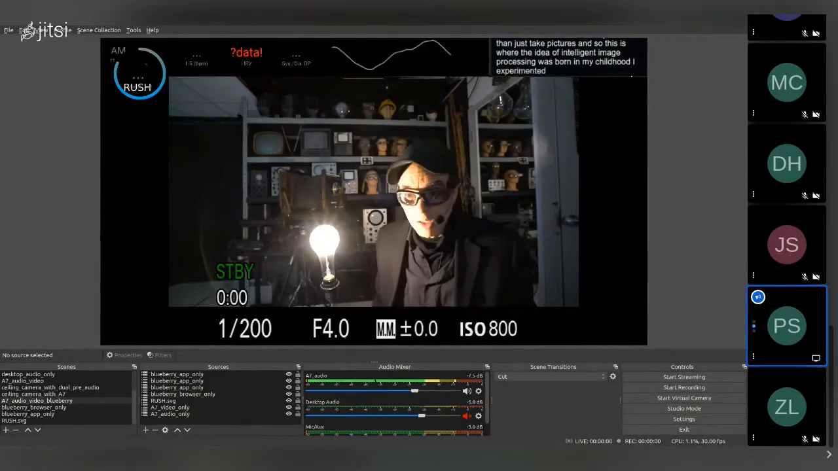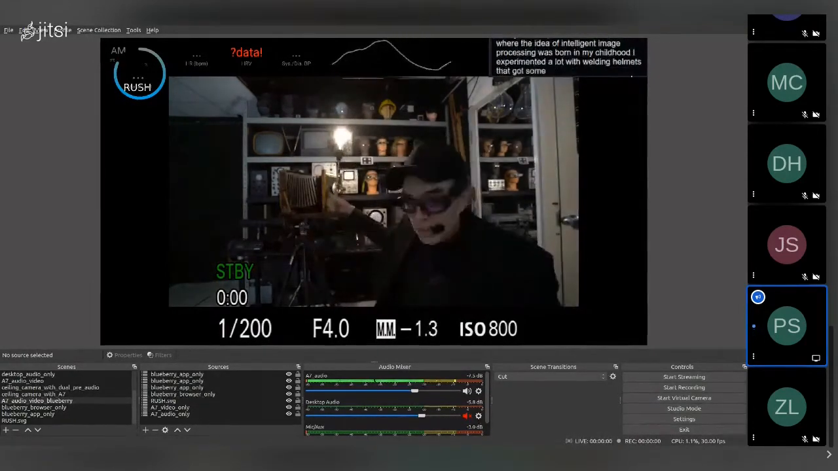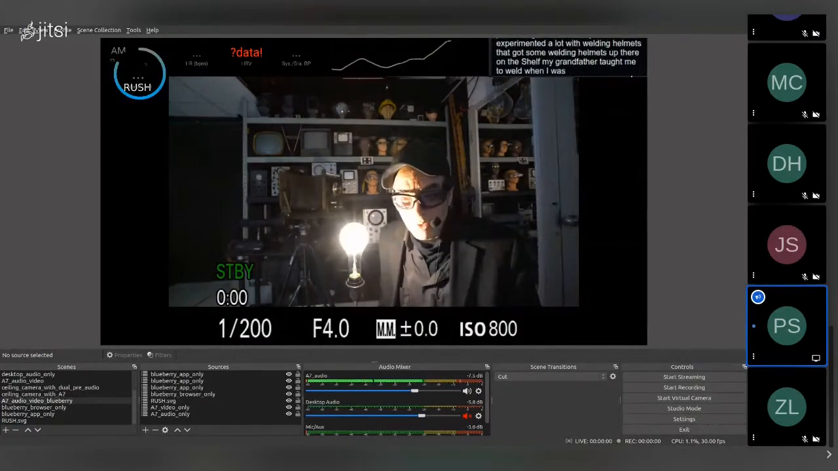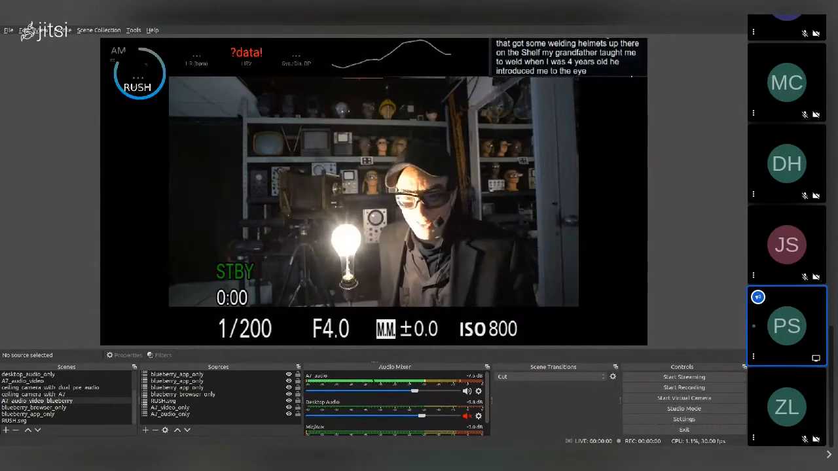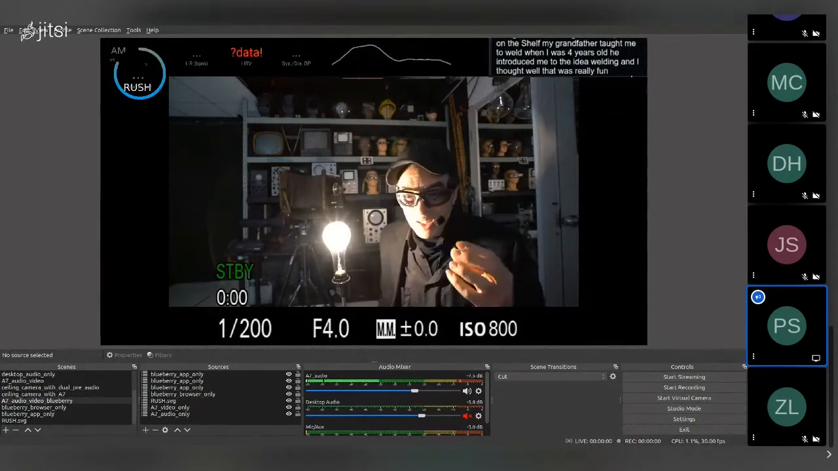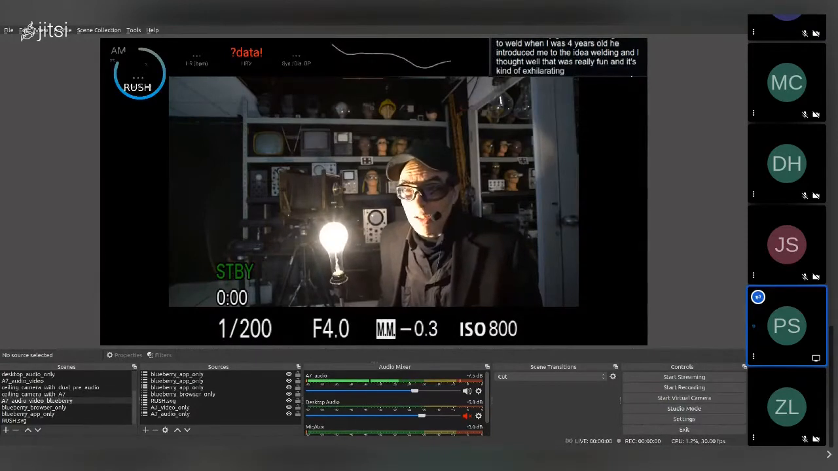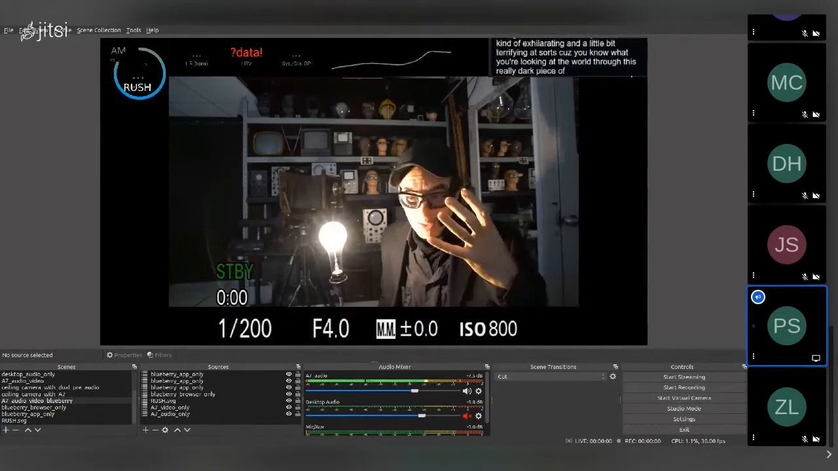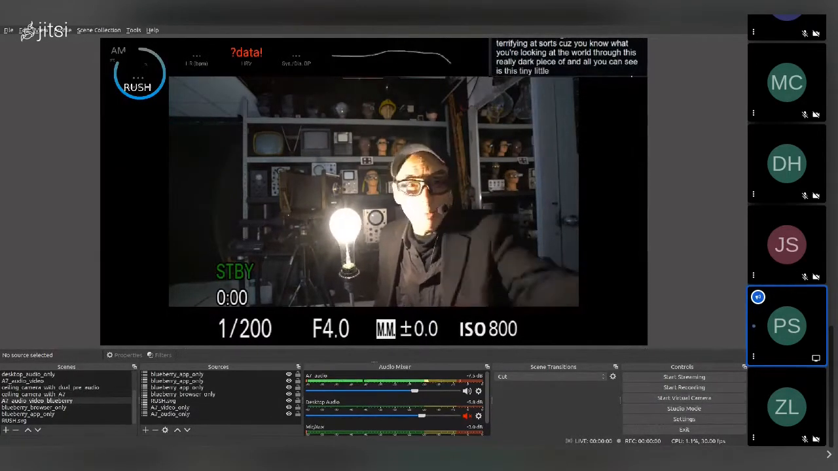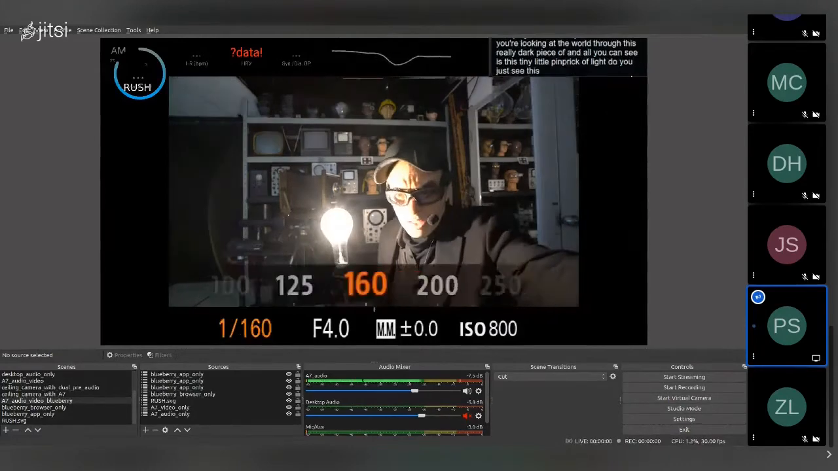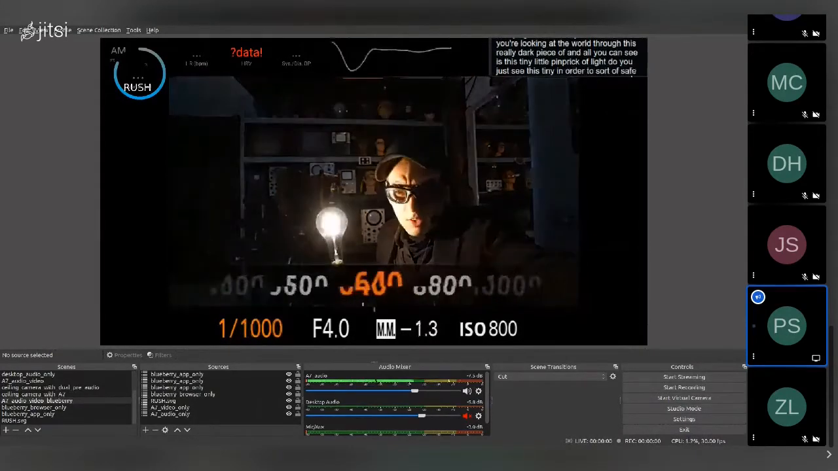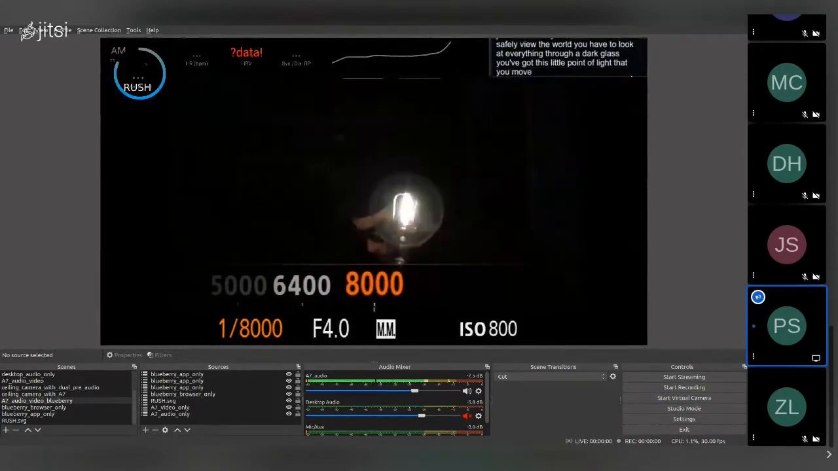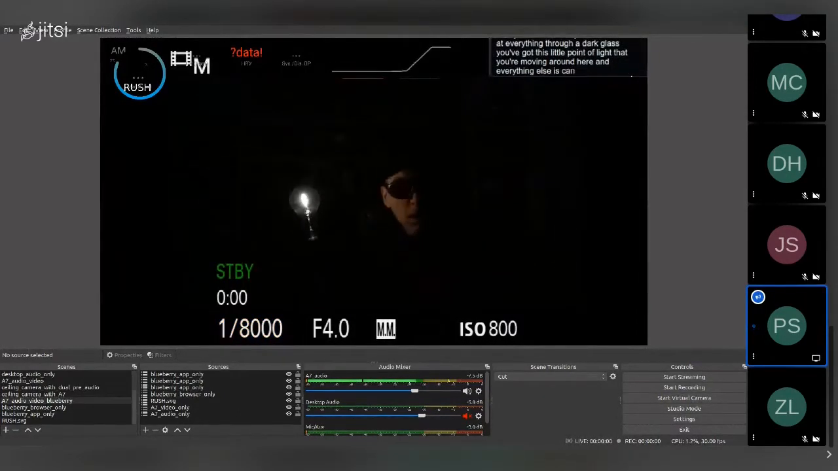I experimented a lot with welding helmets. I've got some welding helmets up there on the shelf. My grandfather taught me to weld when I was 4 years old. He introduced me to the idea of welding, and I thought, wow, that was really fun. And it's kind of exhilarating and a little bit terrifying, because you're looking at the world through this really dark piece of glass, and all you can see is this tiny little pinprick of light. In order to safely view the world, you have to look at everything through a dark glass. So you've got this little point of light that you're moving around, and everything else is completely black.